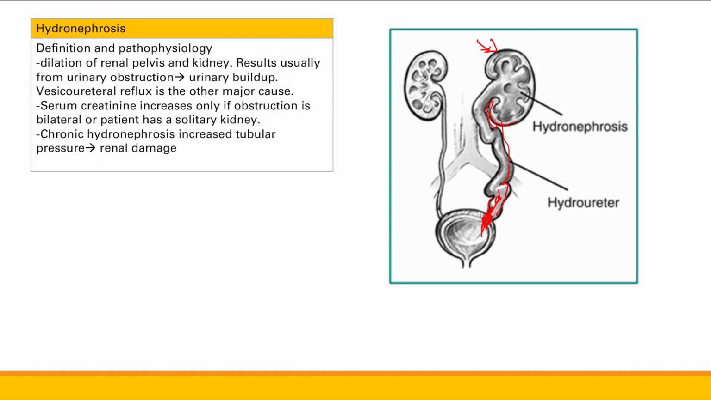Now I want to note again that serum creatinine only increases if obstruction is bilateral or the patient has a solitary kidney. Otherwise, the other kidney will compensate and you will still be able to excrete creatinine, so creatinine will still be normal. The other thing to note is that chronic hydronephrosis increases tubular pressure and causes renal damage. That's because of compression of surrounding blood vessels. All these blood vessels here get compressed because of all that pressure, and you get tubular ischemia and renal damage. So that's hydronephrosis, a complication of a lot of things that can block up the urinary tract. All right, that's it.